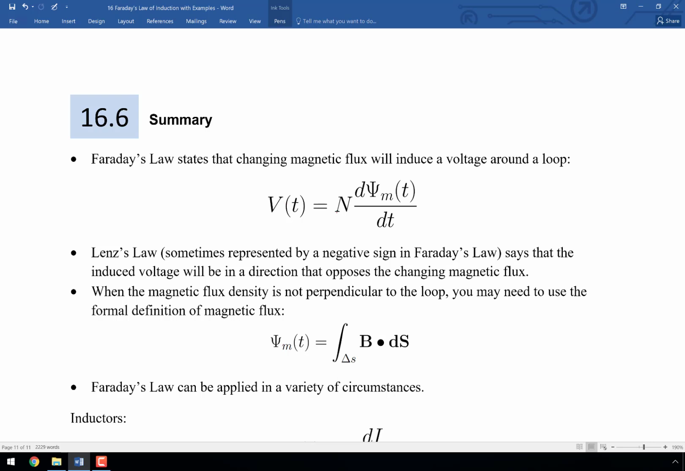So today we've seen some important results. Maybe the most important results we're going to see the entire semester. Well, there's one coming up in a couple of chapters that's at least this important. I don't want to oversell this, but Faraday's law is extremely important. V of t is equal to N d psi dt.